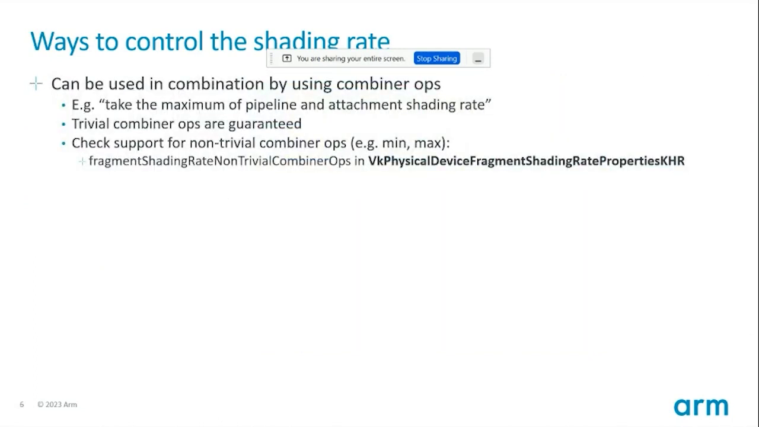We can use all of these different ways to control the shading rate in combination by using combiner ops. For instance, we can say, take whatever the maximum is for this particular tile by comparing the pipeline rate and the attachment rate, and then using the maximum. We have some trivial combiner ops, which are always guaranteed to be supported, and these are just keep one or the other. So use the pipeline rate or use the attachment shading rate without looking at the other one. These are always supported, but if you want to use the non-trivial ones, which include the aforementioned max or min, then we need to check for support, and we do that in the fragment shading rate properties struct.